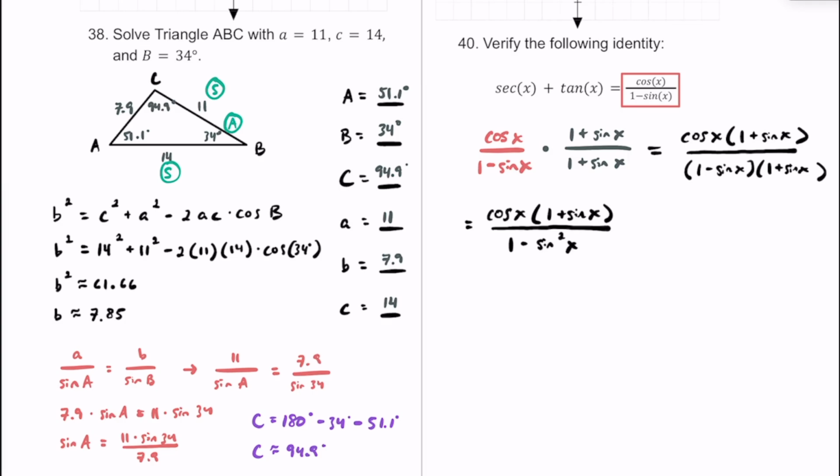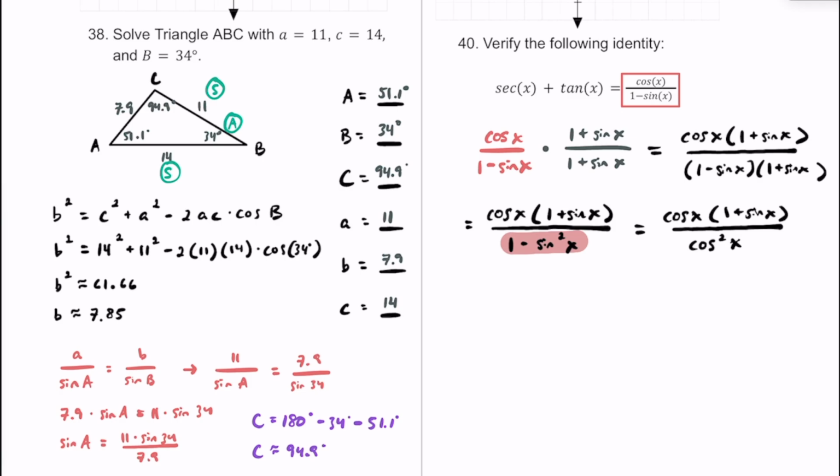All right, now this 1 minus sine squared of x is the same thing as cosine squared of x. That's one of our trigonometric Pythagorean identities. So we can say this is cosine of x times this 1 plus sine of x, and that's again going to be on top of this cosine squared of x. If you want to pause and look up that Pythagorean trig identity, feel free to do so.